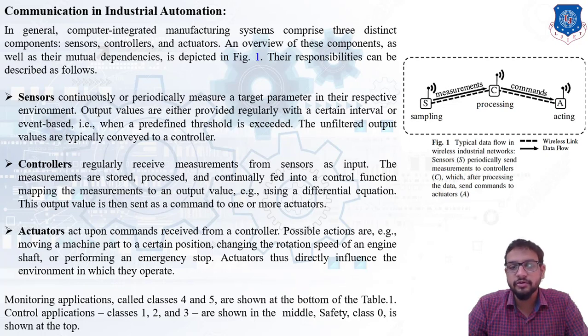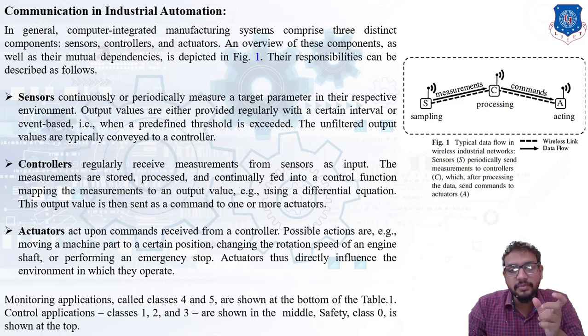Now what's the function of the controller? The controller is going to continuously receive measurements from a sensor as an input. The measurements which are received are stored within the controller. As we know, the controller is going to have a memory. In that memory it is going to store the data received from a sensor, and various mathematical models are also present in the controller, which are going to verify the conditions whether to switch on or switch off the actuators, right?